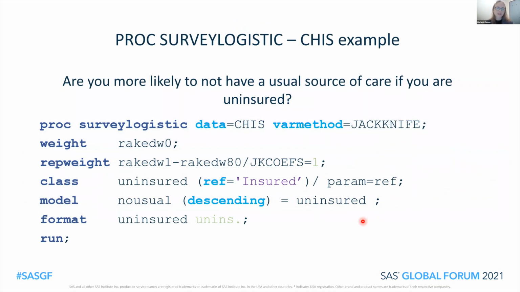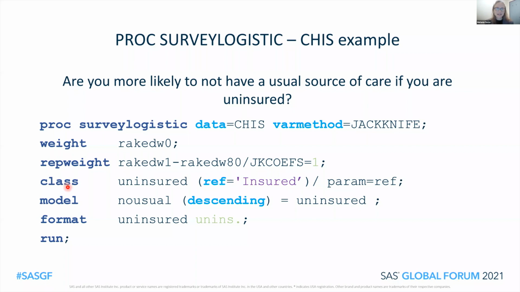Okay, so next we'll look at the PROC SURVEYLOGISTIC code, also using the CHIS example. And we'll ask the question, are you more likely to not have a usual source of care if you are uninsured? And so here we use PROC SURVEYLOGISTIC. We specify our data set and the variance method. Again, we have the same weight and rep weight statement as we did with PROC SURVEYFREQ and PROC SURVEYMEANS.